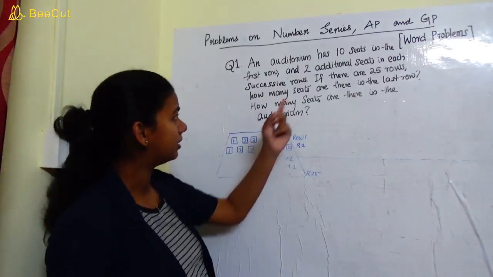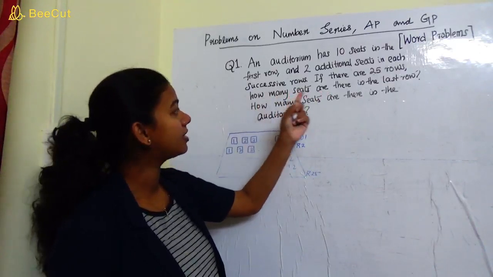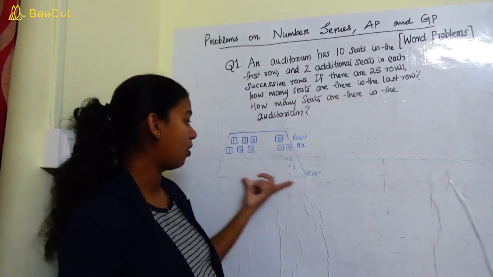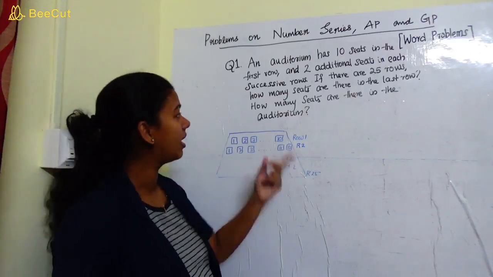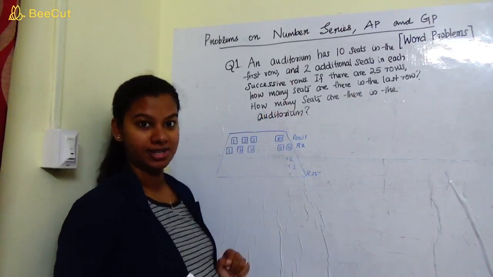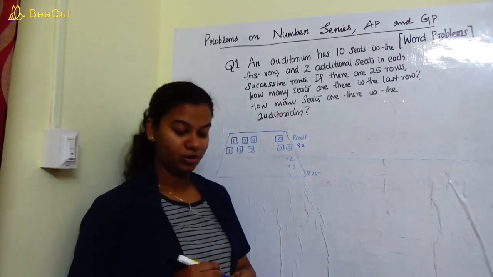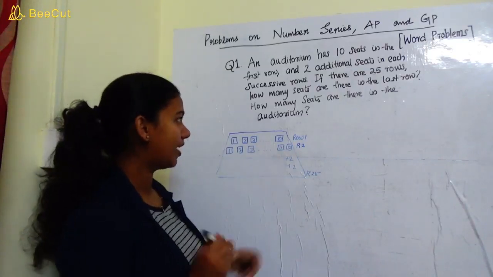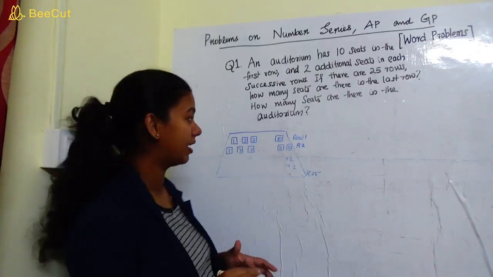So the question is, how many seats are there in the last row? That is, in the 25th row, how many seats are there, and how many seats are there in the auditorium in total? So this is what we have to find out. Now we have to find the sequence.